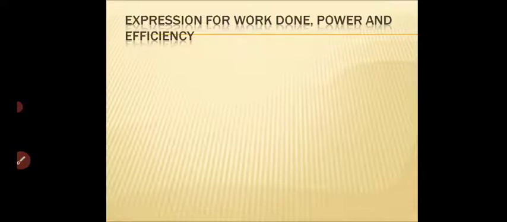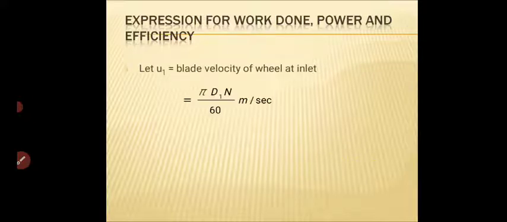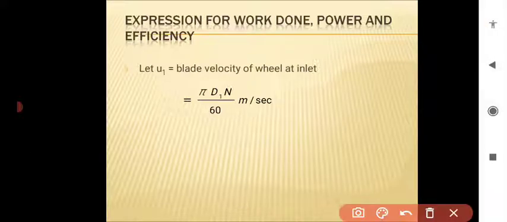Now we will discuss the expression for work done, power and efficiency for the Francis turbine. Here, let U1 be the blade velocity of the wheel. We know that the velocity of the blade vane is pi D N by 60.